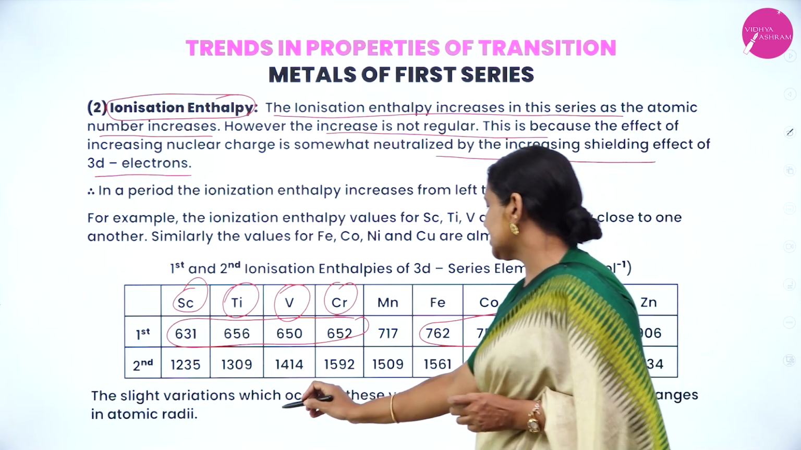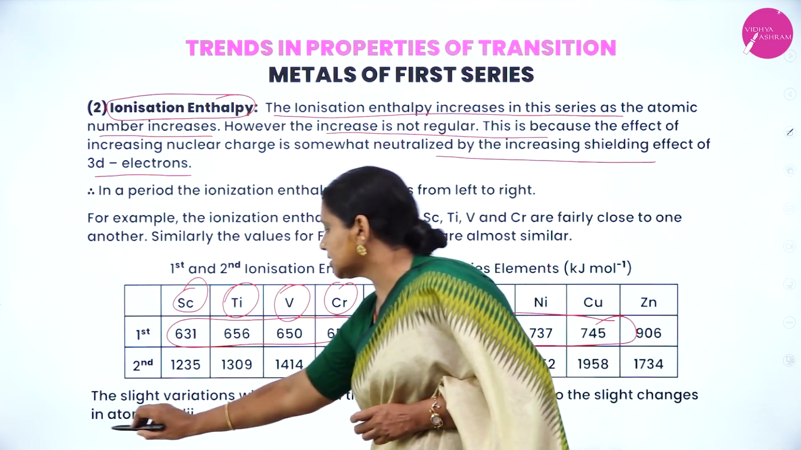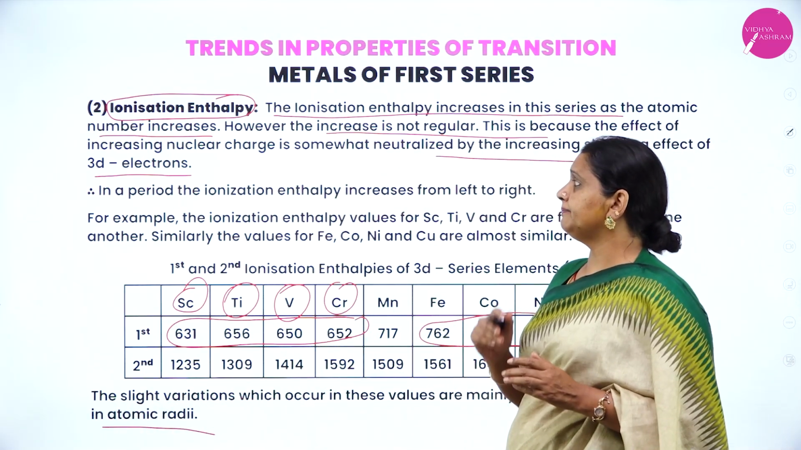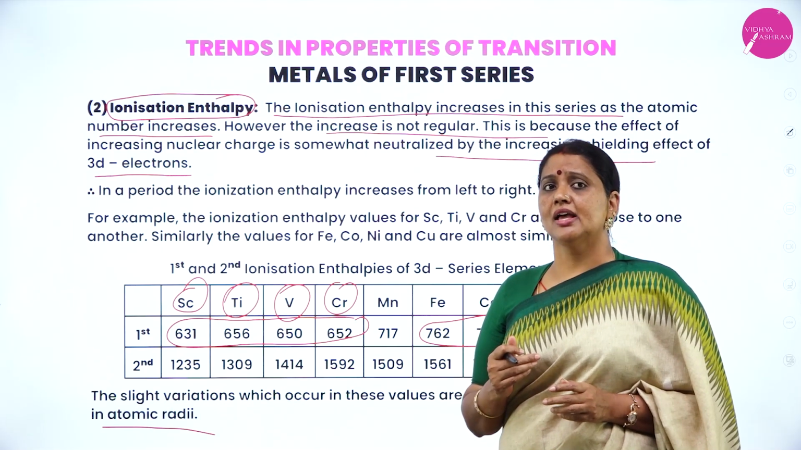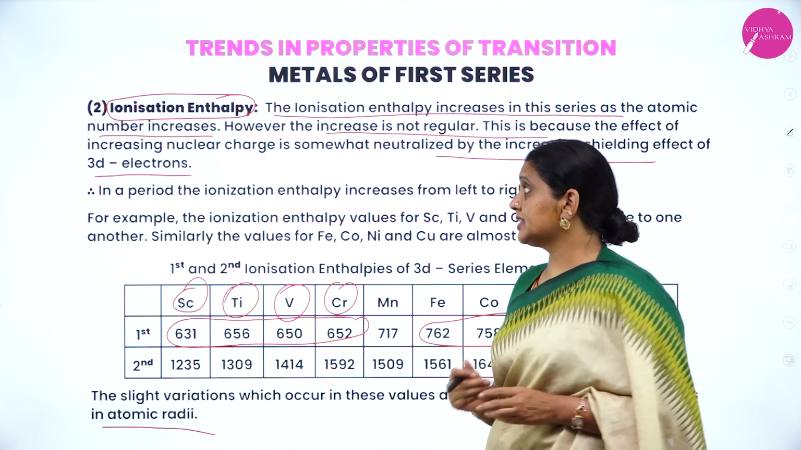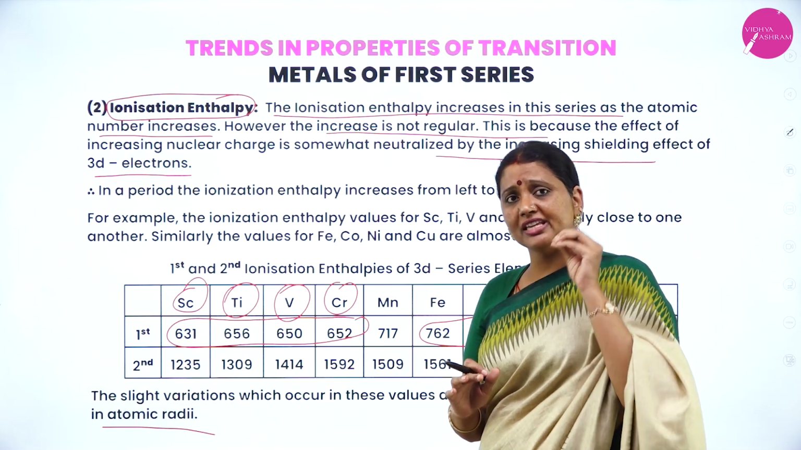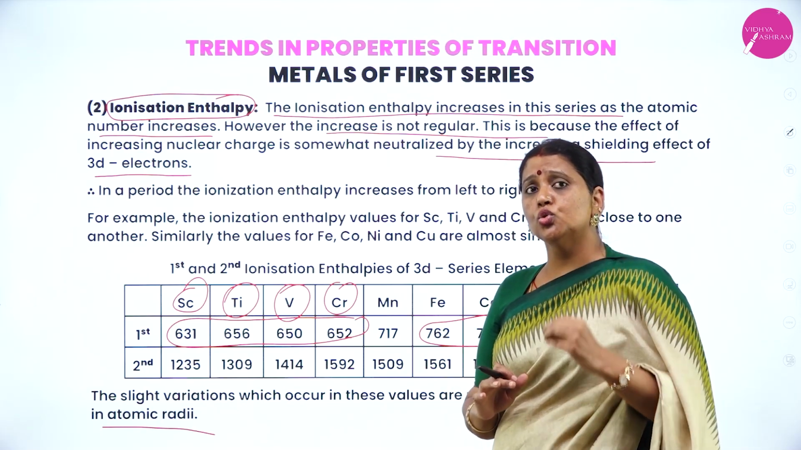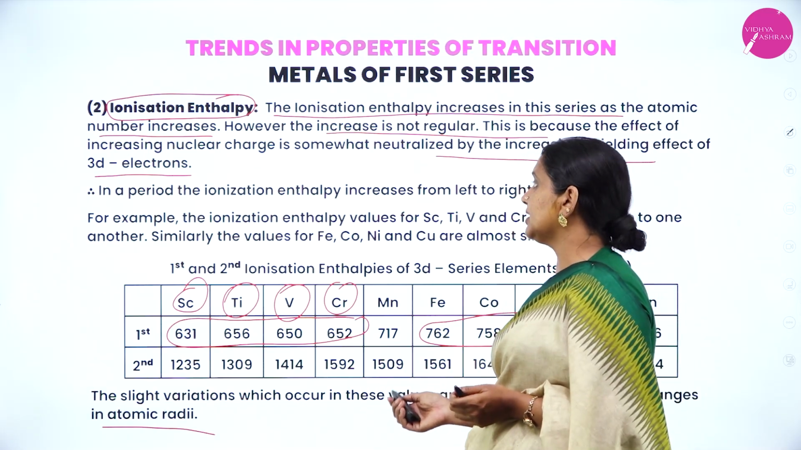The slight variation in these values is mainly due to slight changes in atomic radii. Therefore, ionization enthalpy increases along the period as atomic number increases. This increase is not regular because of the effect of increasing effective nuclear charge.